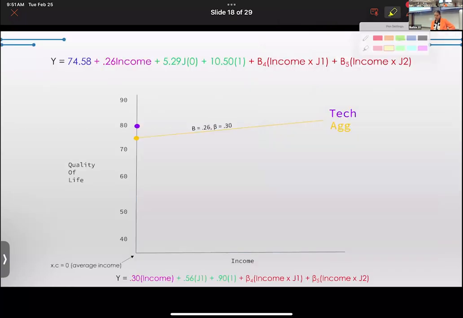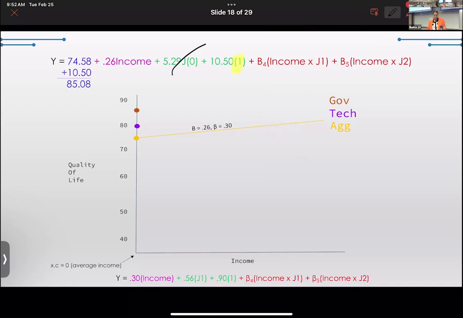So here we plugged in a 1 for J2. What does that become? A constant, right? This term doesn't get applied because it's a 0, right? They're a 0, 1, they're a gov worker. 10.05 gets applied to the intercept, with a starting intercept of 85.08 for gov workers. They start here.